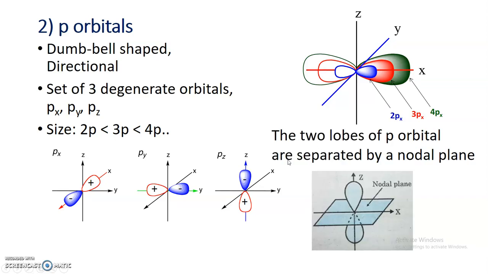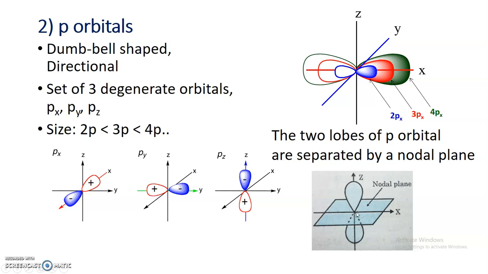Now the two lobes of the p orbital are separated by a nodal plane, which is the region or plane where there is a low probability of finding an electron. So this is the nodal plane. A nodal plane exists in p orbitals and d orbitals.